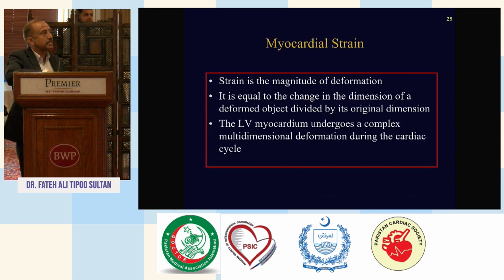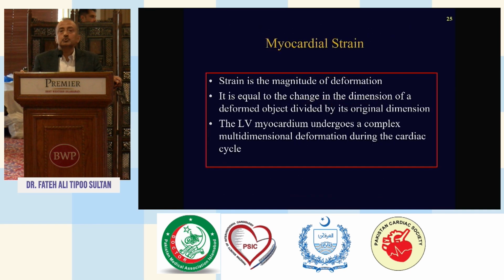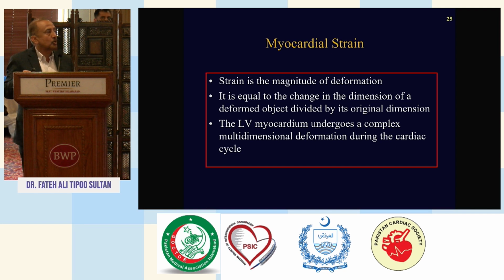So what is the strain? Strain is the magnitude of deformation. If you deform an object, for example, a spring, and if you compress or stretch it, in both cases it would be deformed. And this is the magnitude of deformation, and it is equal to the change in the dimension for a deformed object divided by its original dimension.